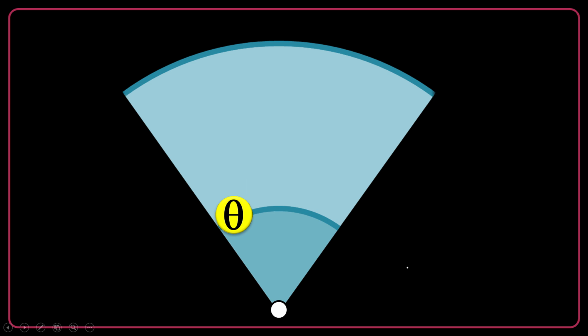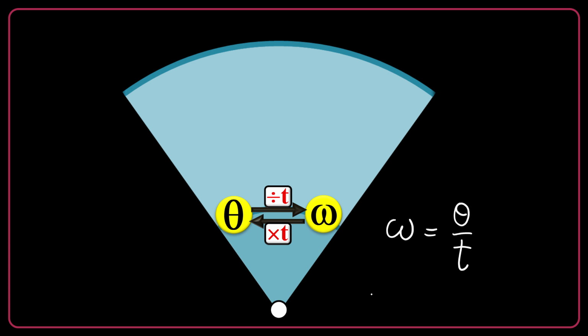And then we have a rate of change of theta, how fast or how slow theta changes. It is angular velocity in vector language, or simply angular speed if you don't care about the direction. How to find omega? It's very easy. Omega is theta divided by t, the rate of change of theta, measured in radians per second.